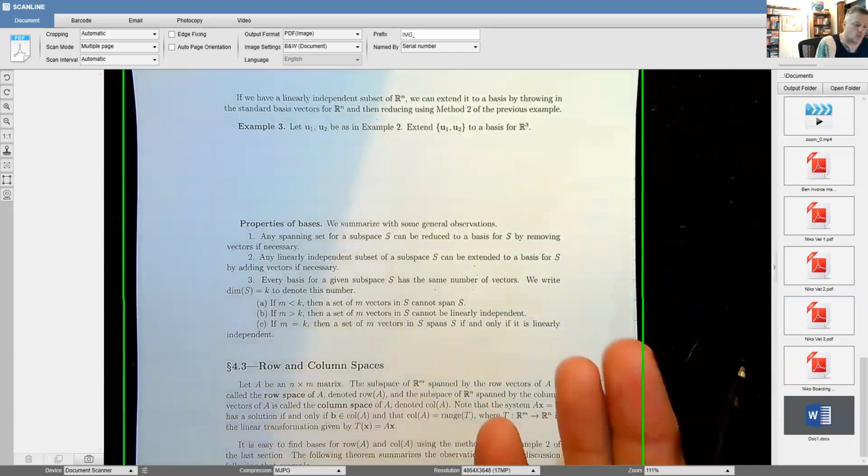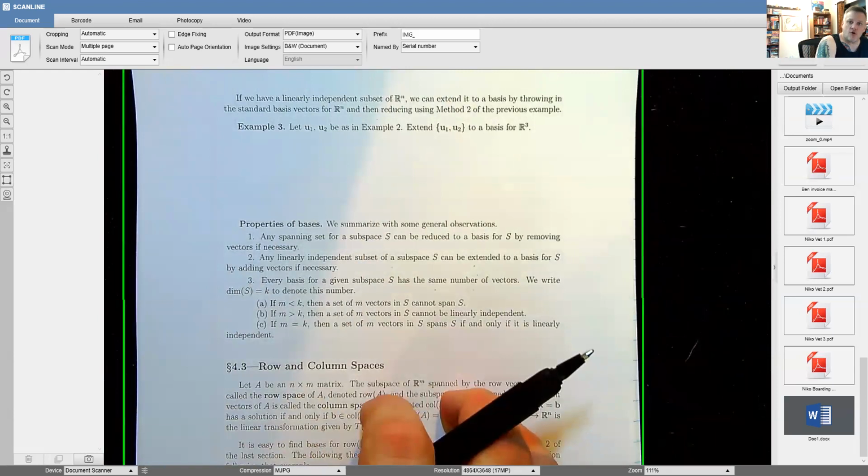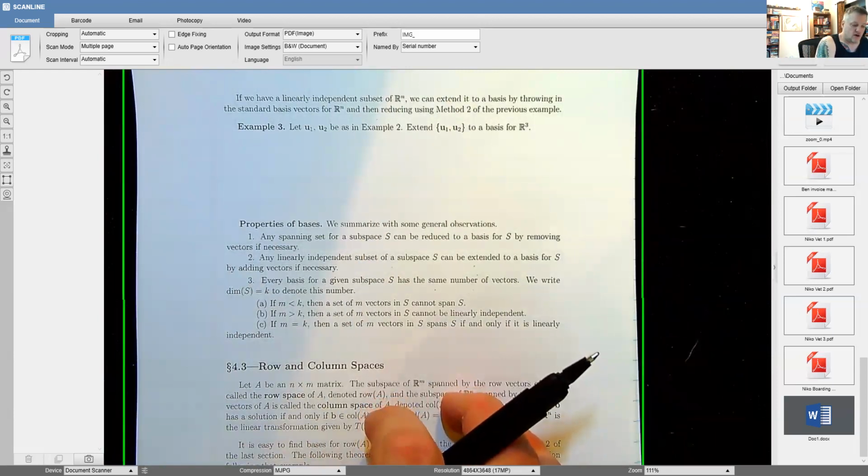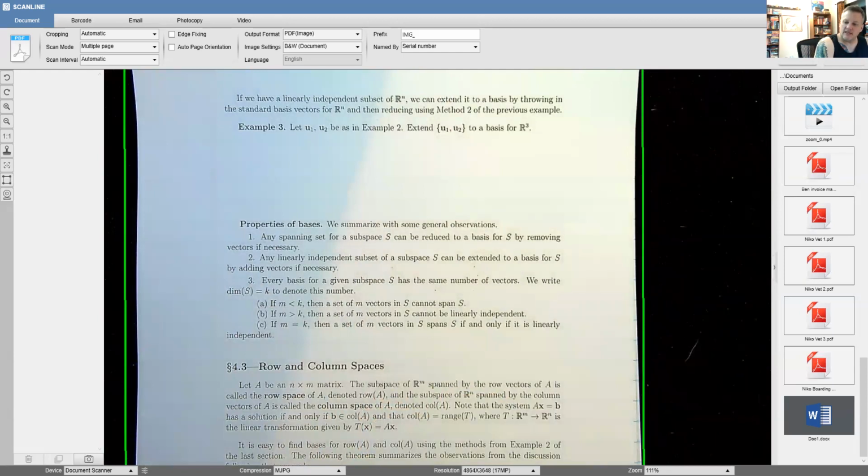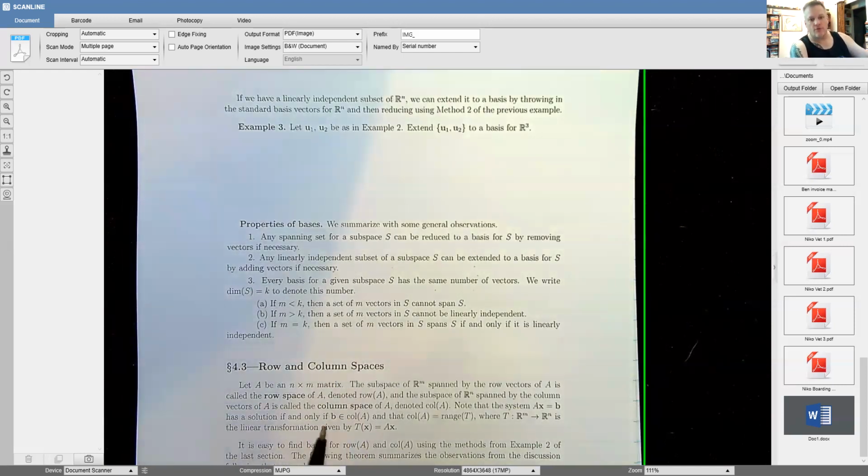So why reinvent the wheel? Start with those, throw in the standard basis vectors for R3. You're throwing in more than you need, but then reduce that down using that previous process, either with the rows or the columns. If you use those as columns, you find the pivot columns and use those as the basis. If you convert them to rows, find all the non-zero rows after you put it into echelon form, and then go back and use those vectors in column form. So it's a way of forming a basis for Rn, given that you're starting partway through the process.